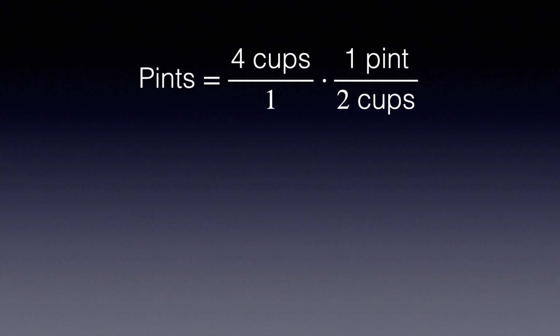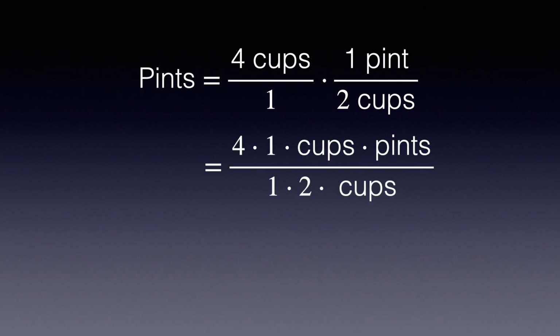Now we can use all of your skills in multiplying fractions. Let's multiply straight across the numerator and multiply straight across the denominator. Don't forget to multiply your units of measurement. That's critical to using dimensional analysis. In our product, we have 4 times 1 times cups times pints on top, and on the bottom we have 1 times 2 times cups.